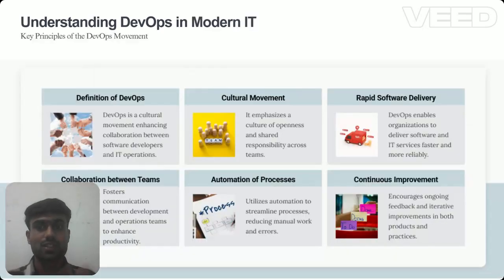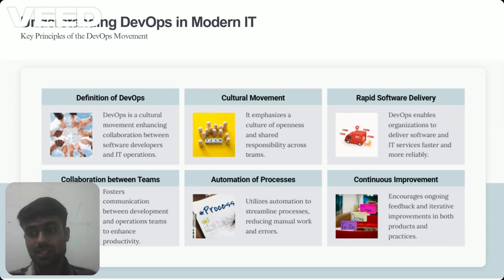There are some key principles of DevOps. DevOps is built on key principles that enable organizations to develop, test, and deploy software efficiently. The first principle is collaboration between teams. DevOps fosters better communication between developers and IT operations. Shared responsibilities ensure that both teams work toward common goals rather than separate objectives. Then DevOps automates testing, deployment, and monitoring using continuous integration and deployment pipelines.